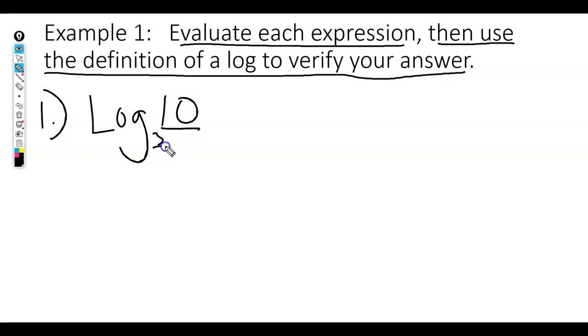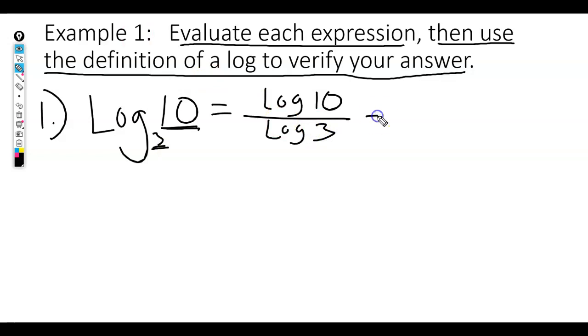Well, I'm not going to be able to get 3 and 10 to match. I can't rewrite 10 as 3 to the power of something. So we're going to have to use the change of base formula. So what we do is we do log. On the top, we put the argument, and on the bottom, we put the base. The base goes in the basement. It's a good way to remember it. So now what we're going to do is punch it into our calculator, and we're going to get an answer.